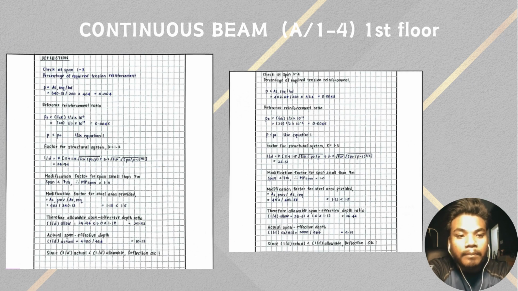Okay, this is some example calculation about deflection for continuous beam A1 to 4 in the first floor. So in the deflection for each span, factors such as the structural system constant, which is K, and the modification factor for span less than 7 meters are provided. So the provided steel area is incorporated. The deflection checks confirm the actual span to depth ratio remains within the available limits, and so this calculation checks the limit, which means okay from the standard limit.